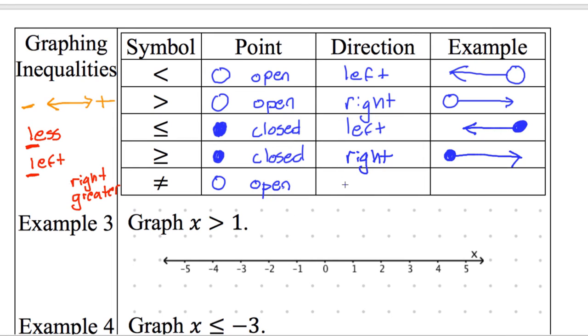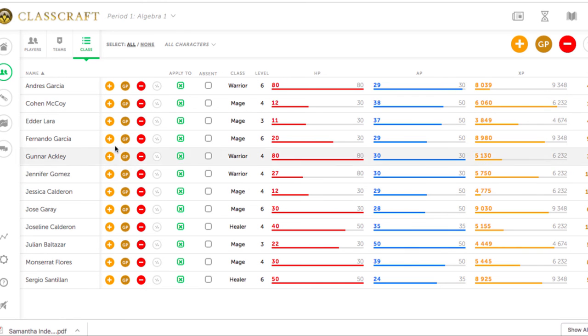All right, open. This one is hard. Does anyone want to take a guess at it? Fernando? Both sides. Both, yeah. It's left and right. You're going to the left and the right. It's everything to the left, everything to the right, but not at that point, an open point. Here's your example. Good guess. Good job, Fernando. Good intuition.